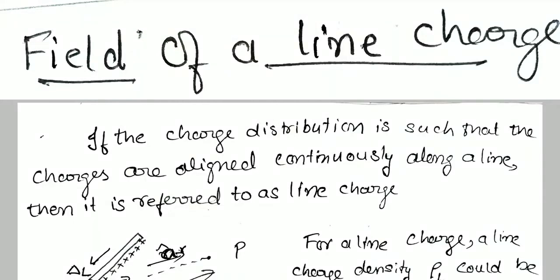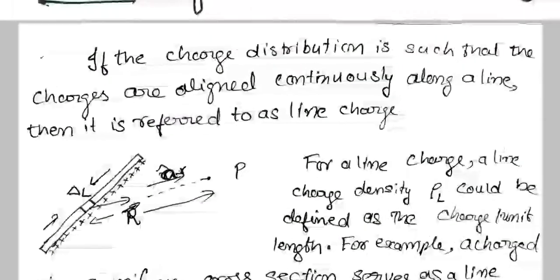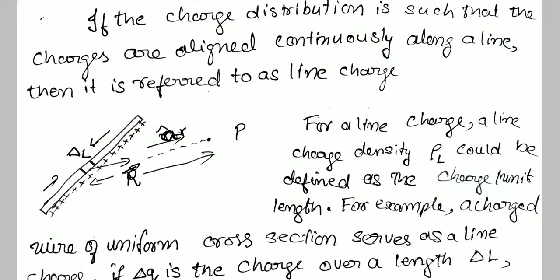Students, today we are studying field of line charge. If the charge distribution is such that the charges are aligned continuously along a line, then it is referred to as line charge. Let us take one example: a wire whose cross section is very small, and the charges are distributed uniformly along the line. This type of distribution we call line charge distribution. So now we will study what is the electric field intensity due to this line charge.